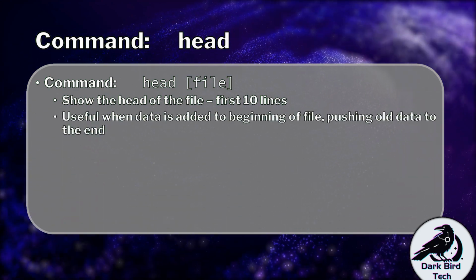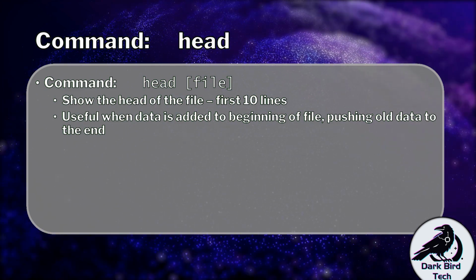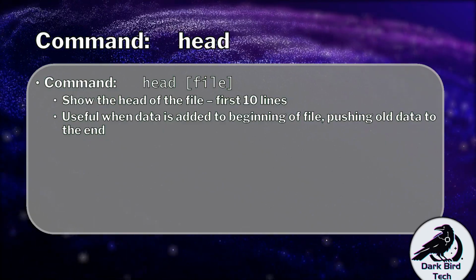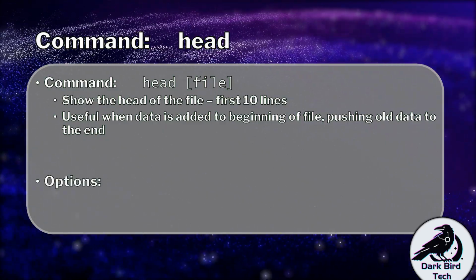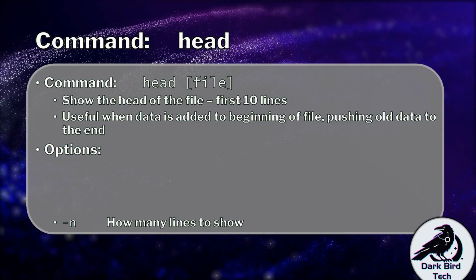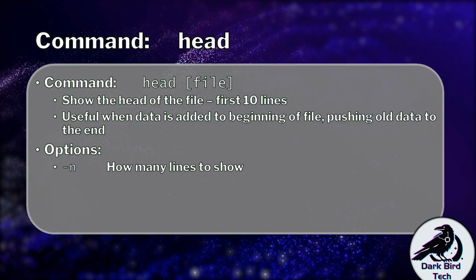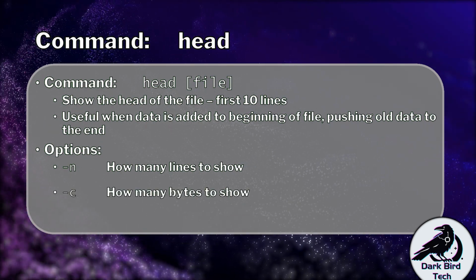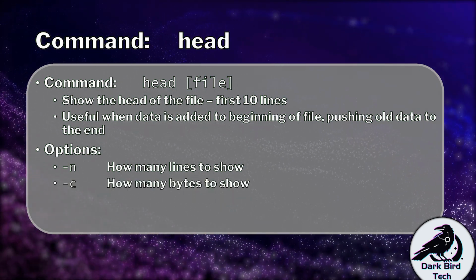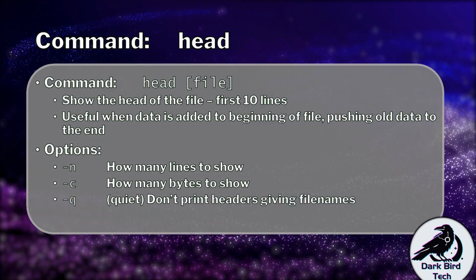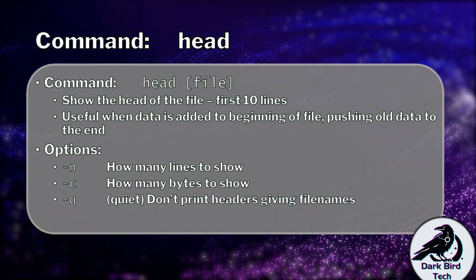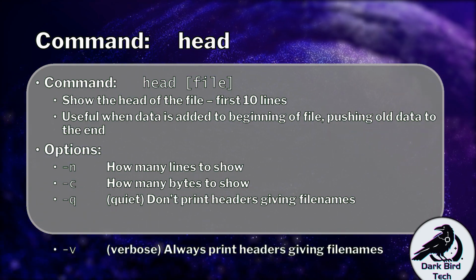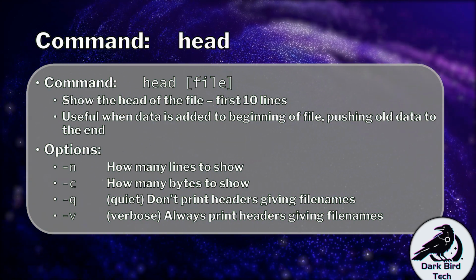This is very useful if you're looking at a file where new data is going to be added to the beginning or the first few lines of a file, and it pushes older data towards the end of the file. Now there are some options for the head command. You've got the -n option followed by a number, and that will let you control how many lines it'll show you. You can also do -c to control how many bytes of data it shows you. And you can also do -q to tell it to do it quietly, and it won't print the file name headers, just the data. Or you can tell it to print everything with the verbose option.